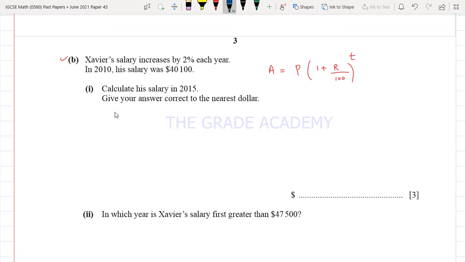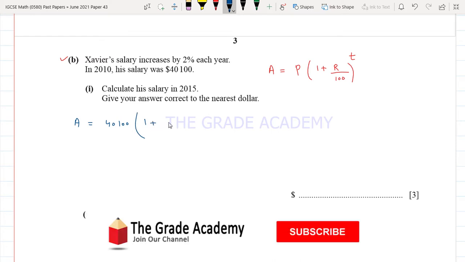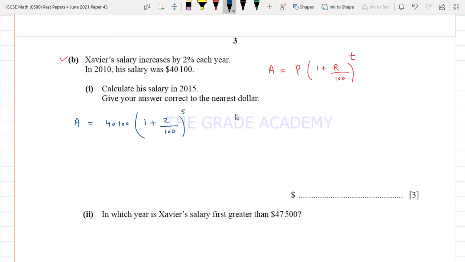To calculate Xavier's amount in 2015, the amount A will be equal to 40,100 times 1 plus 2 over 100 to the power 5. Here the initial amount was 40,100, the time T in years is 5 and the rate is 2%. We can also write it as 40,100 into 1.02 to the power 5.